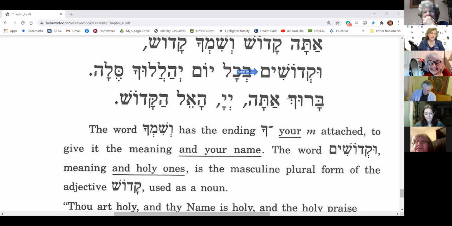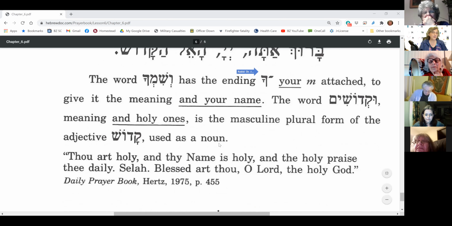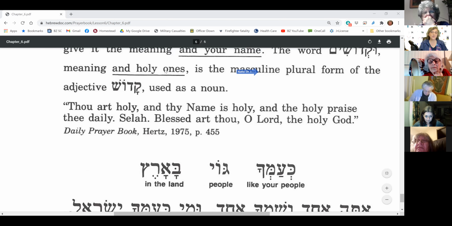It may not matter much, the nuance to that. It's a little bit disappointing to me when you write a textbook that you are not being more consistent. Because here they're giving you a translation where it says holy ones, and here they're giving you right underneath it, it says, sorry, let me do the arrows again.